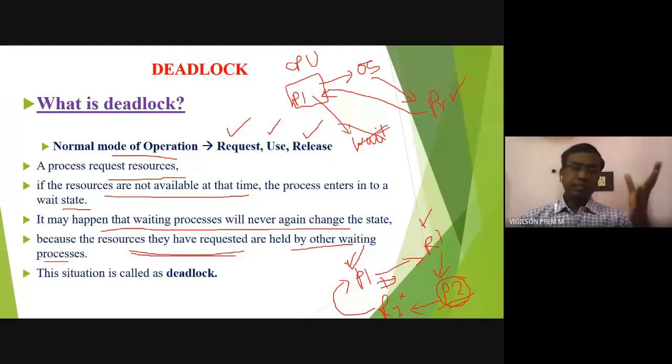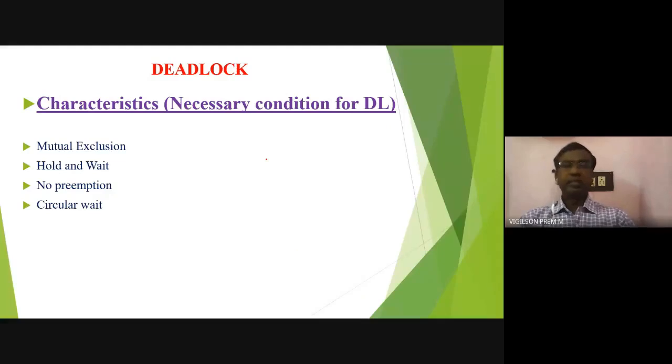Other processes are in wait state for some resources, and these processes are asking for those resources. At that time deadlock will occur. Are you able to understand what deadlock means? We will see what are all the necessary conditions for a deadlock to occur.